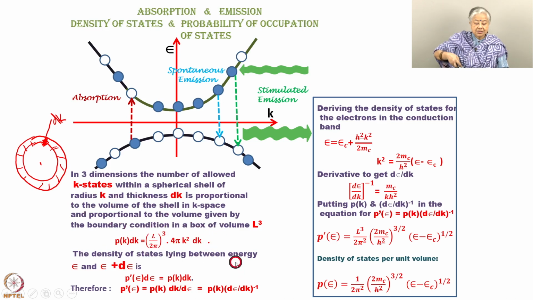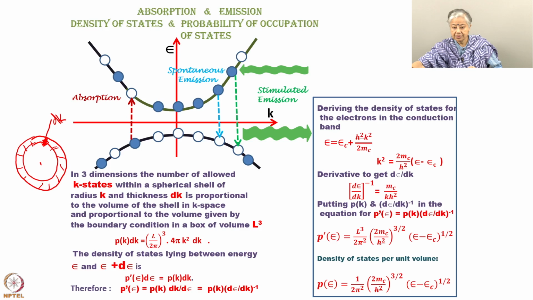Now, I go to the density of states, because that is our final aim. The density of states lying between energy E and E plus dE is given by P dash E dE, which is equal to P k dk. It will be equal to this, because each energy is mapped onto k by this formula. So, we will come back here. So, P dash E is the density of states lying between energy E and E plus dE. Just do a little bit of jugglery there, which means just multiplication on either side of the equation, and then you come to this formula. So, P dash E is equal to P k times the inverse of dE by dk.